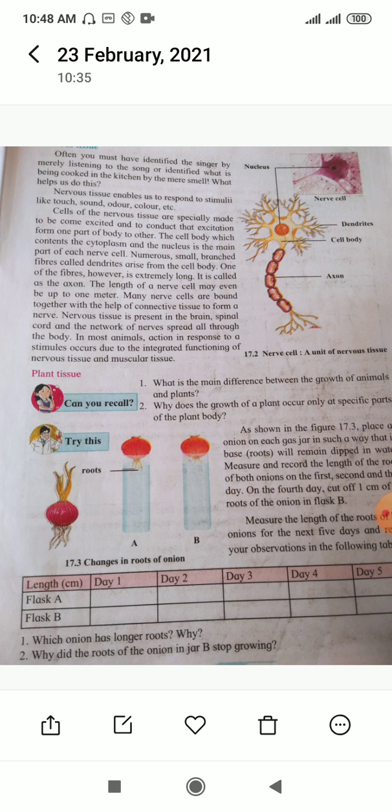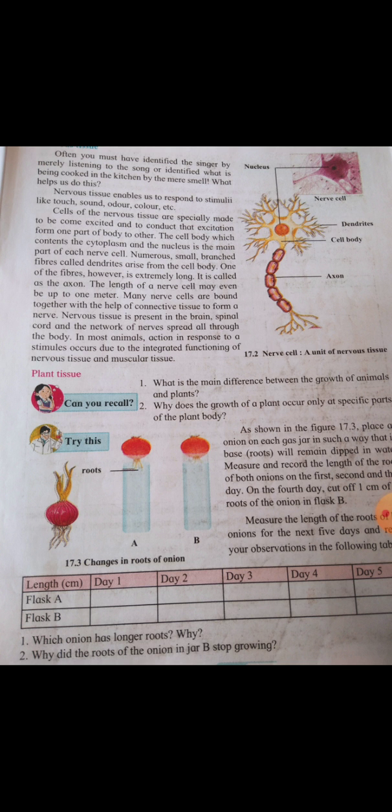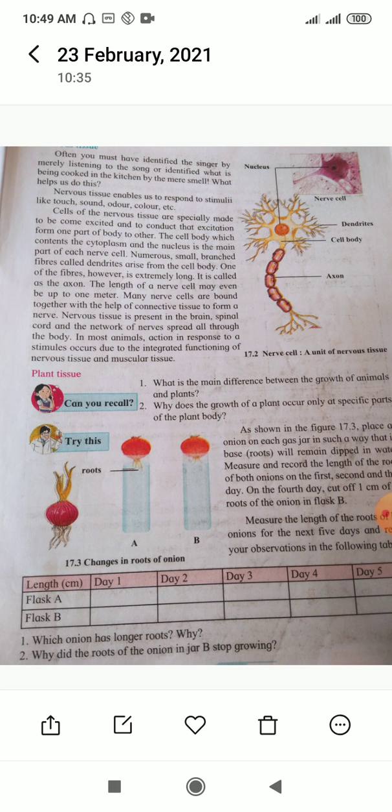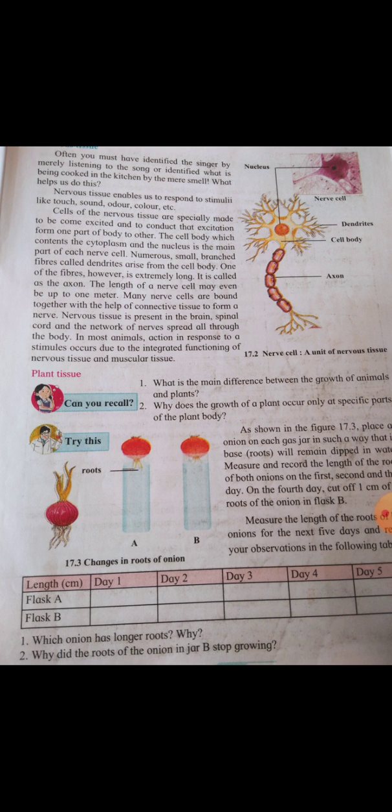Many nerve cells are bound together with the help of connective tissue to form a nerve. This type of tissue is present in the brain, spinal cord, and the network of nerves spread all through the body. See, we studied this in detail earlier also. So draw the diagrams of different types of connective tissues, types of muscular tissue and the nervous tissue, meaning the nerve cell.